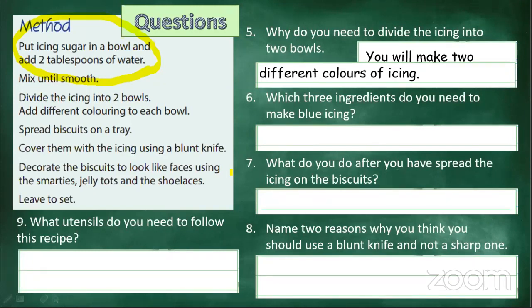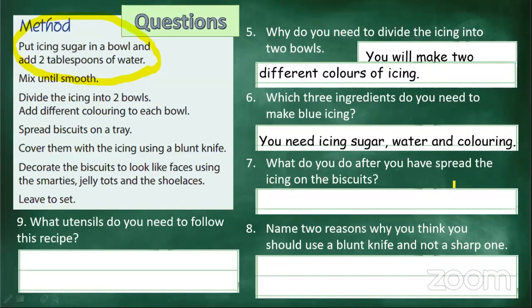You will need blue coloring. Yes, that's one. Someone said icing sugar, blue coloring, and water. Just remember to put them in a full sentence. You need icing sugar, water, and coloring. Obviously, you can also say blue coloring, but you cannot say pink coloring, because you cannot use pink to make blue icing.